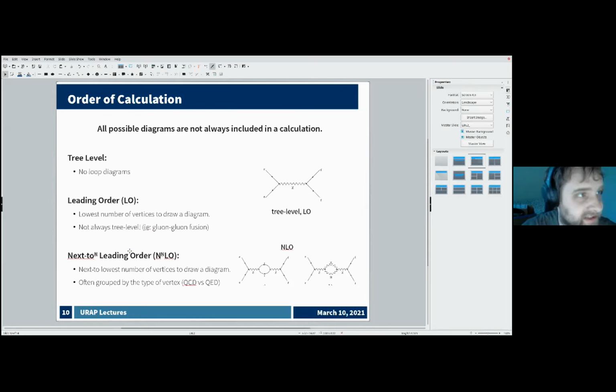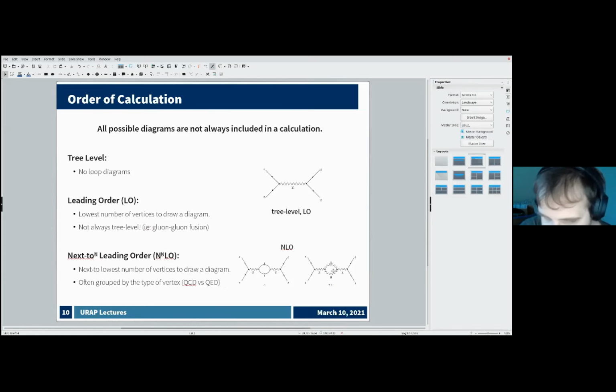So in most cases, our calculations are next to leading order, although a lot of processes over the last few years have become available at next to next to leading order. Also, quite often, because the vertices for QCD and QED have different orders of magnitude, you count those orders separately. So quite often you would say my calculation is next to leading order in QCD, but only leading order in electroweak.